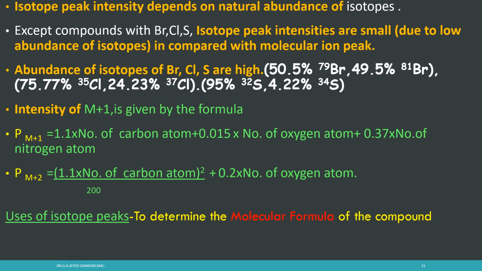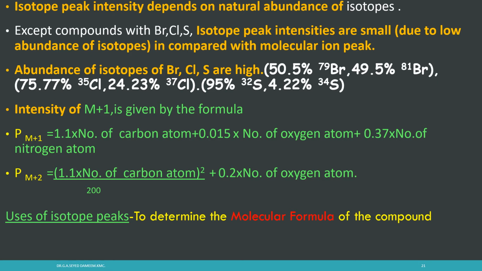In the case of sulfur compounds also, the M plus 2 peak intensity is comparable with the intensity of the molecular ion peak. So except for these elements, bromine, chlorine, and sulfur, the isotopic intensities are very small. And the intensities of the isotopic M plus 1 peak and M plus 2 peak are theoretically related to the number of carbon atoms, oxygen atoms, and nitrogen atoms.